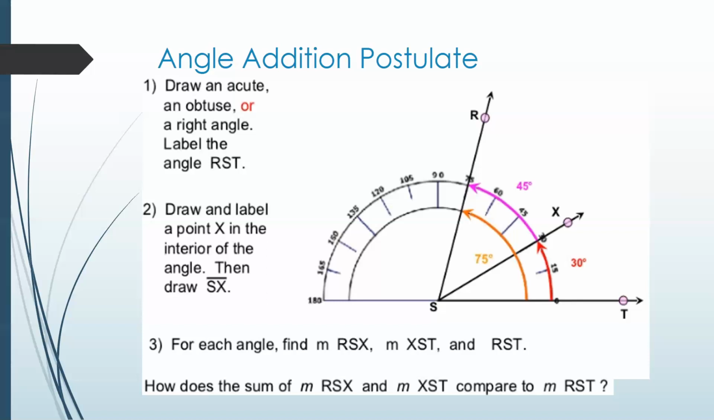At the bottom of the page, you have a bunch of lines. I want you to tell me what you think about this angle and this angle in comparison to the entire big angle. What relationship do you notice between these two and this big one? Write me a sentence or two.